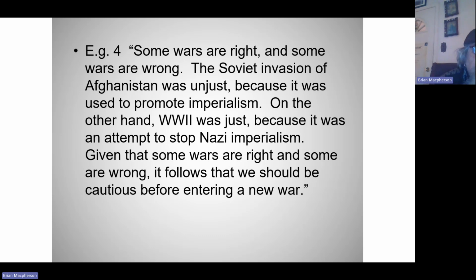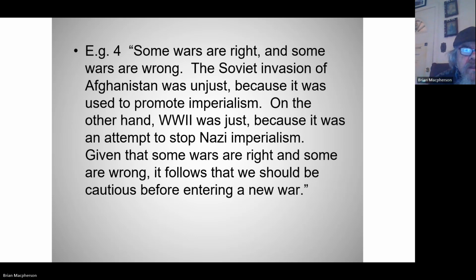On the other hand, some people might argue World War II was just because it was an attempt to stop Nazi imperialism. So if you know anything about history, you know that Hitler took over Czechoslovakia, he took over Poland, he took over France, he took over Finland, right? And his goal was to take over the entire European continent, right? Okay. So clearly he was imperialistic. So here's the claim then. The Soviet invasion of Afghanistan was unjust. And I think a lot of people would say that World War II was just because we were trying to stop Hitler, right?